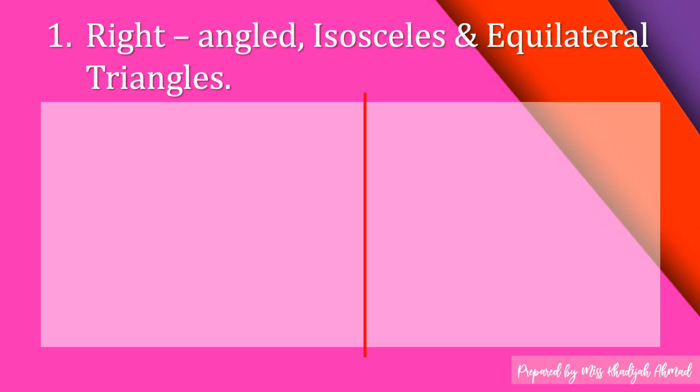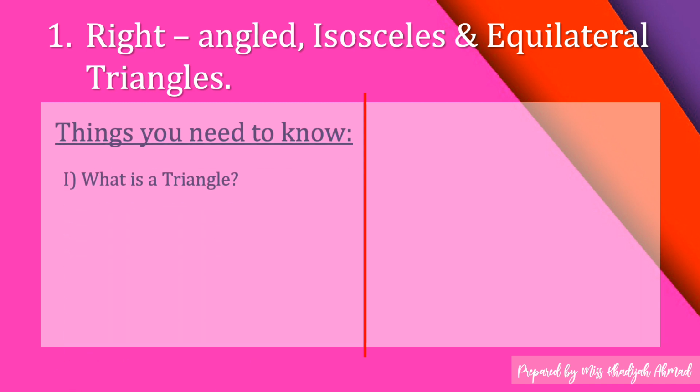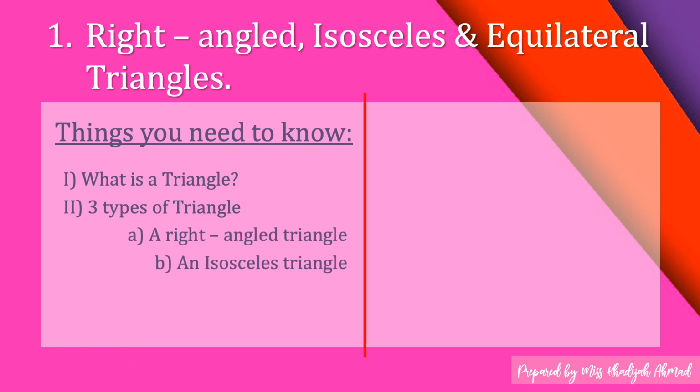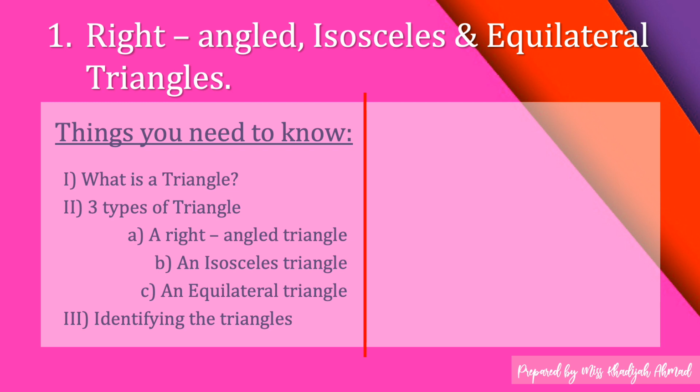For the first subtopic, the things that you need to know: 1. What is a triangle? 2. The 3 types of triangle, and they are a right angle triangle, an isosceles triangle, an equilateral triangle, and the last thing that you need to know is how to identify the triangles.